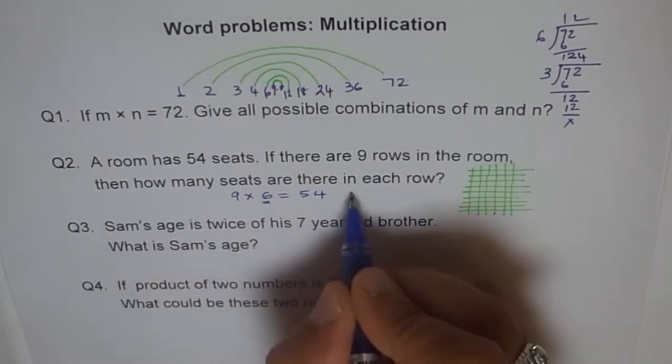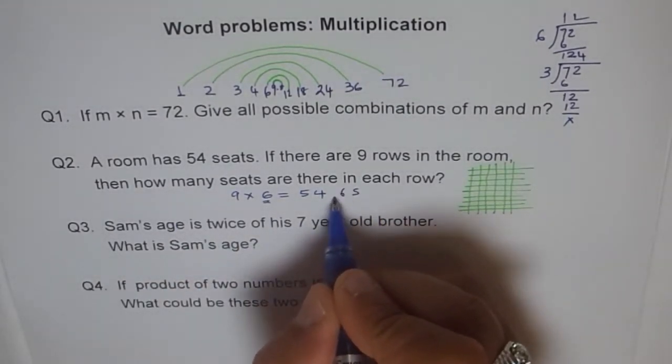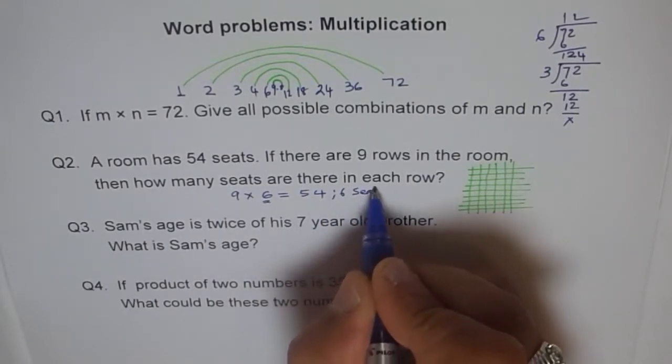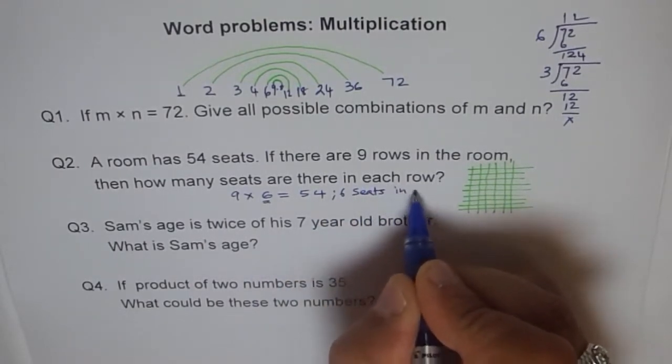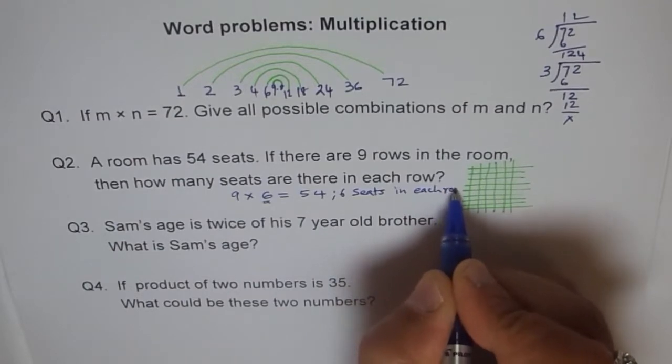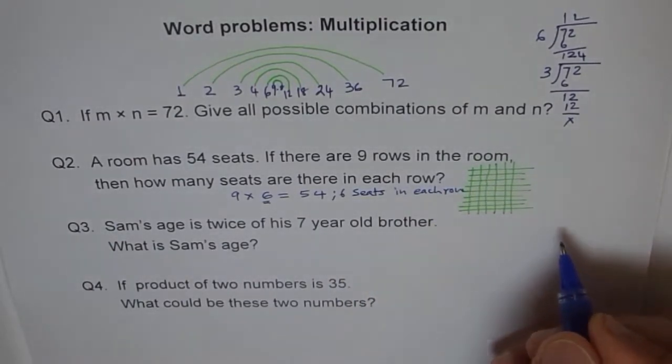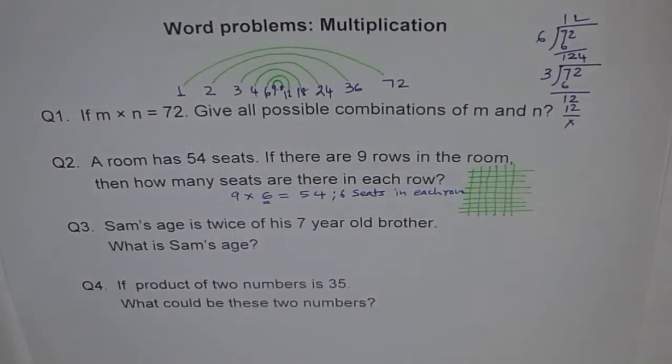We say 6 seats in each row. Do you see how we approach the problem? This is another type of multiplication we have, right? Now we see multiplication in a lot of word problems.